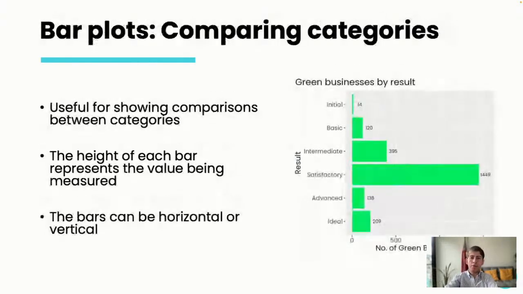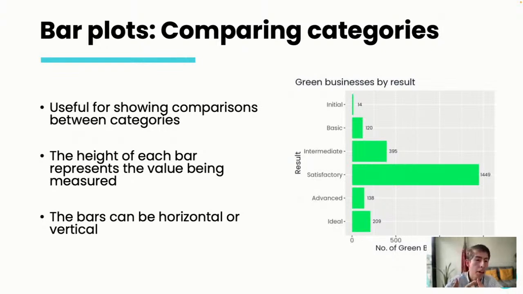Let's talk about bar plots. Bar plots are very useful at comparing categories. In this case, the height of each bar represents the value being measured, so kind of similar to the line plot. But in contrast to the previous one, you'll realize that we use bar plots not with numerical variables, but with categorical variables.